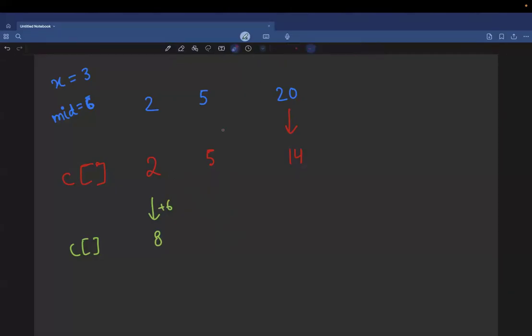So basically, for this 5, there are two things. First of all, the maximum possible value this 5 can obtain is by adding the mid value, and you don't want this 5 guy to become larger than 8 plus x, right?